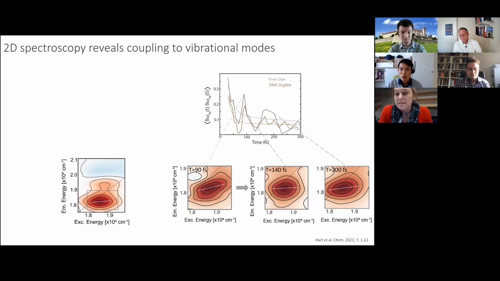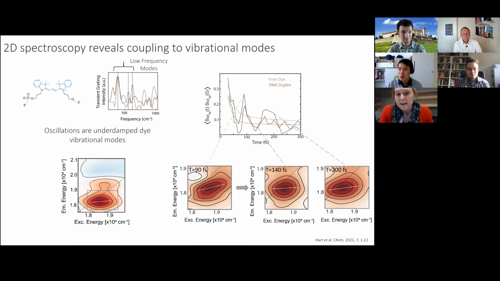And we also see these oscillatory features that are a function of vibrational modes coupling to the electronic transition, giving rise to the oscillatory features in this frequency correlation function. And these likely correspond to a sum of low frequency modes that we can pull out from some transient grating measurements.